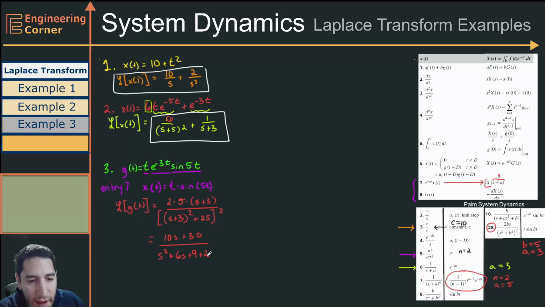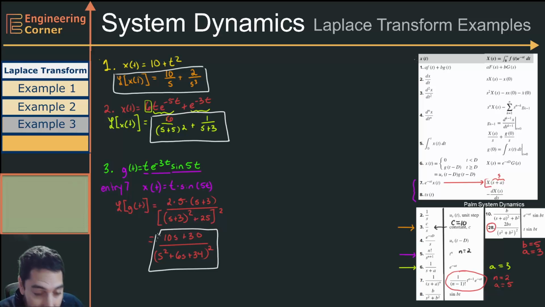This 9 plus 25 can combine to a 34. And this denominator is squared. And this is the Laplace transform of our function with this table entry. This one was sort of straightforward compared to entry 8, which we're going to do right now. So entry 8 is, I feel, a little bit more involved.